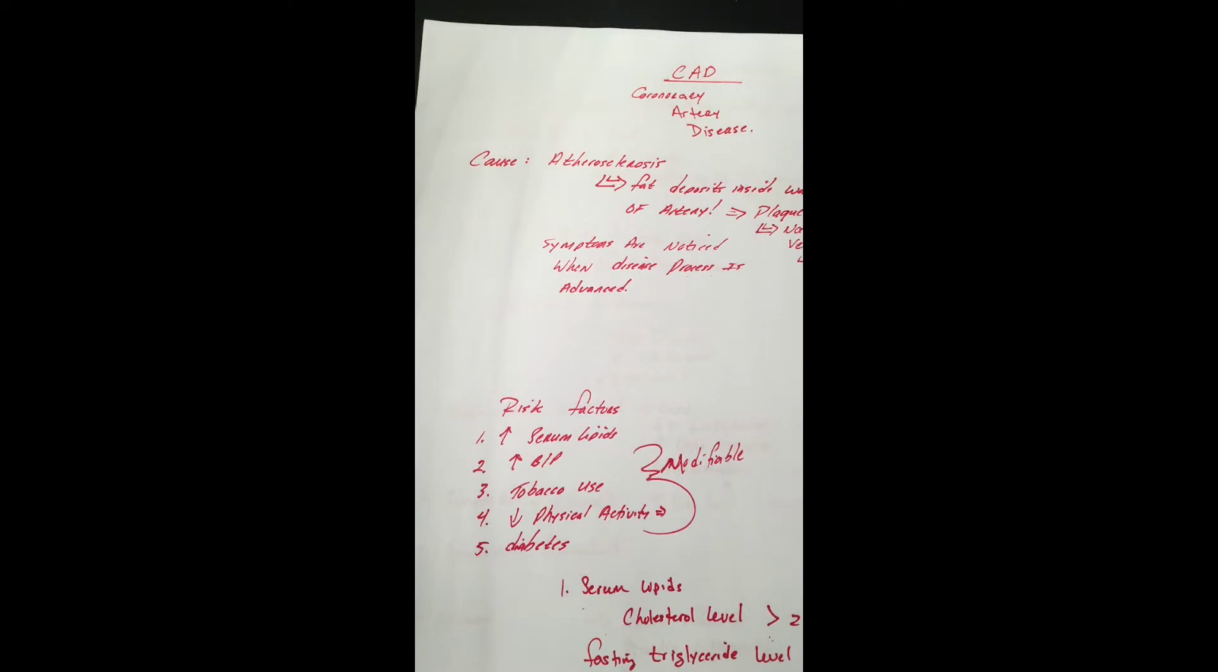Number three, tobacco use. Remember that tobacco use causes vasoconstriction. Okay, as a result, that'll increase blood pressure, which again causes atherosclerosis. Decreased physical activity, obesity. These are all risk factors. Diabetes as well.